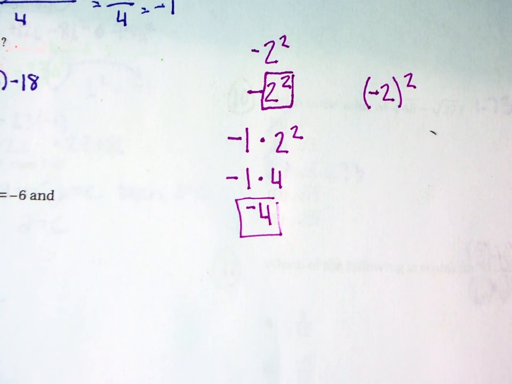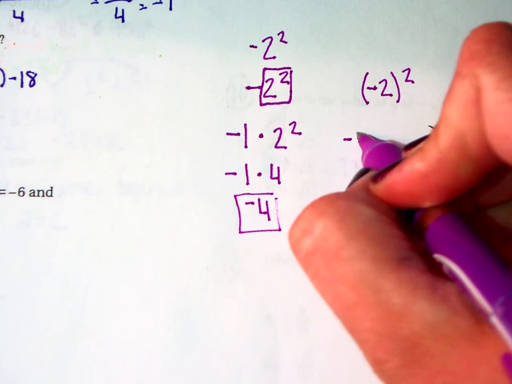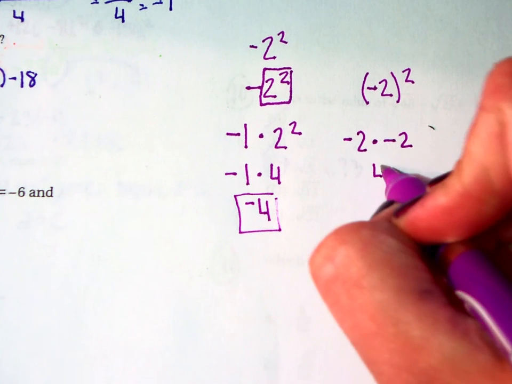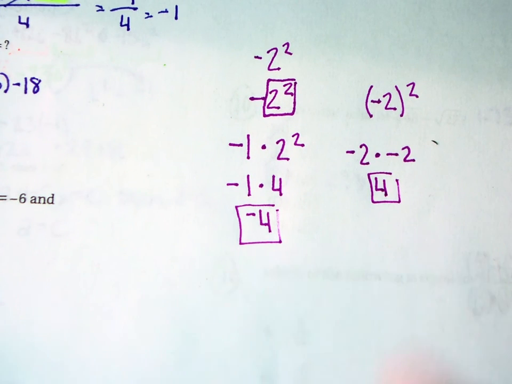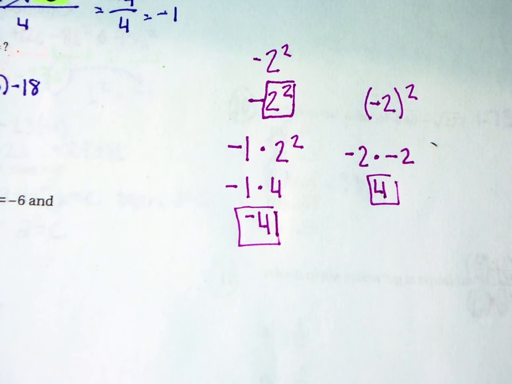What your calculator now sees is, oh, you don't want me to multiply by negative 1? You want me to do negative 2 times negative 2, which is positive 4? Oh, why didn't you just tell me? So here's the thing. Your calculator is super intelligent, but it's only as intelligent as you are. You have to tell it what you want, okay?